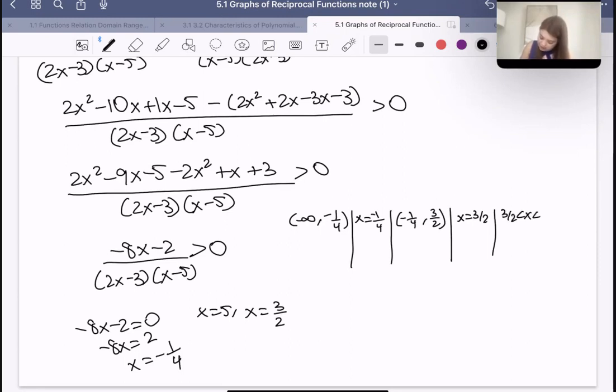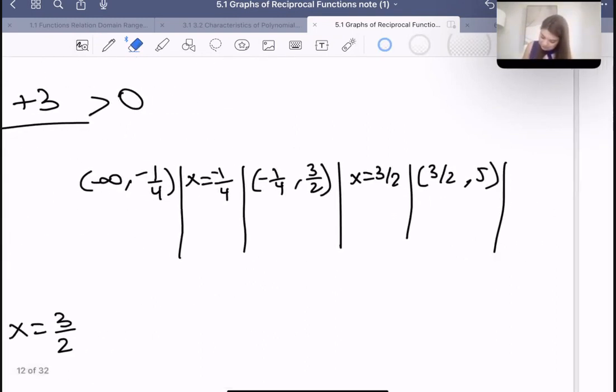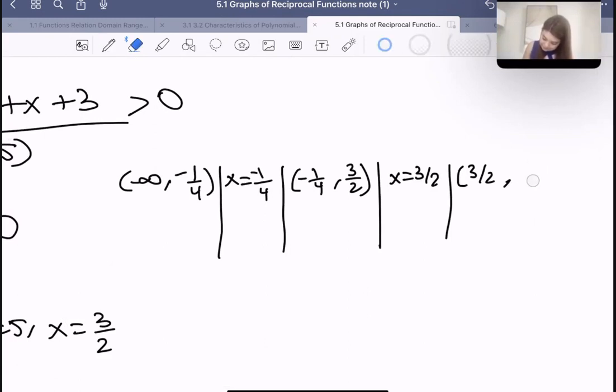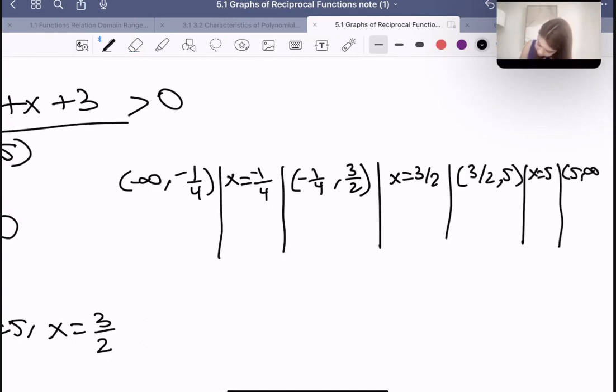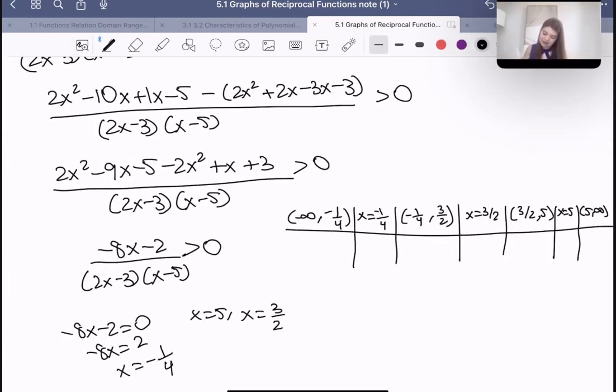And then x equals 3 over 2, up to 5. Actually, let's be consistent here. I'm switching between different notations, so let's keep them there. 3 over 2 up to 5. And then we have x is 5. And then we have 5 to infinity as our last one. Oh, we don't have enough space. Shoot. Okay, x equals 5, 5 to infinity. Okay, there we go.